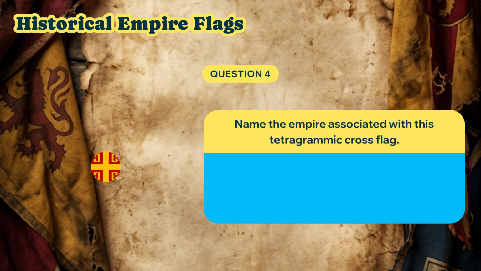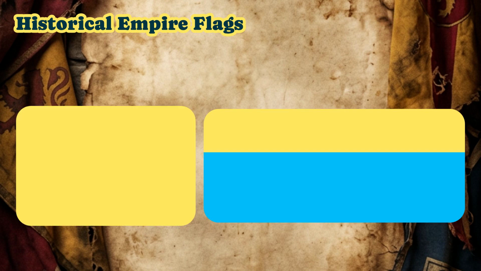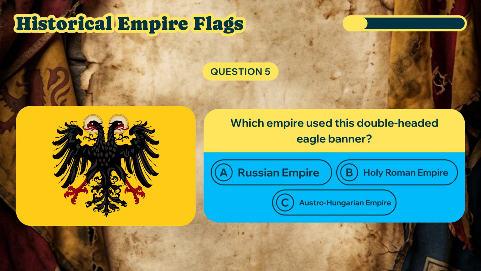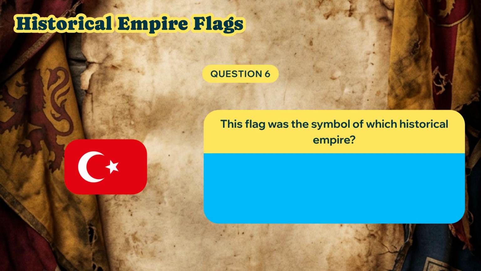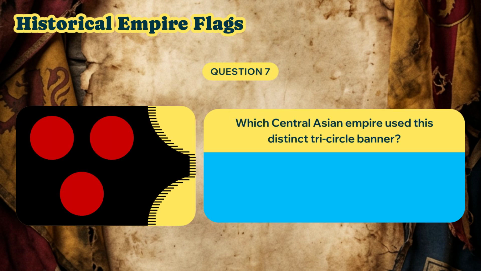Name the empire associated with this tetragrammic cross flag. Which empire used this double-headed eagle banner? This flag was the symbol of which historical empire? Which Central Asian empire used this distinct tricircle banner?